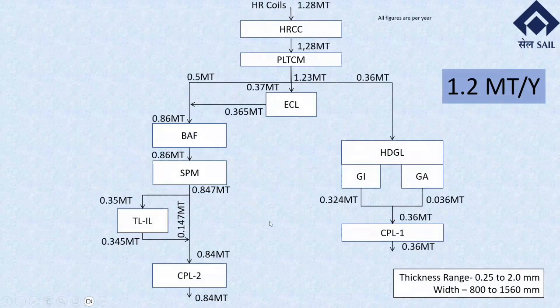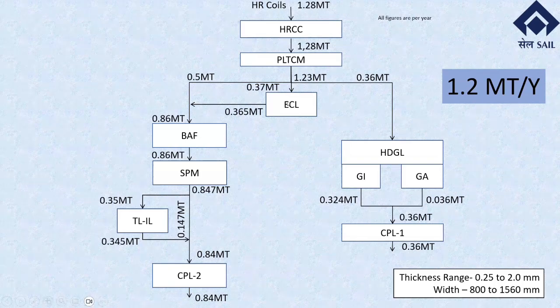Now coming to the capacities, the rated capacity of CRM3 is 1.2 million ton per year, and presently we are producing around 0.7 to 0.8 million ton per year.